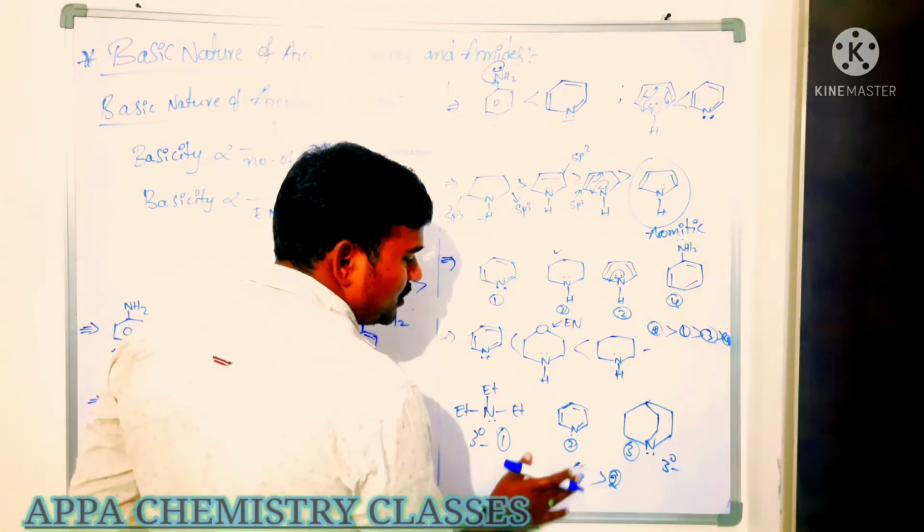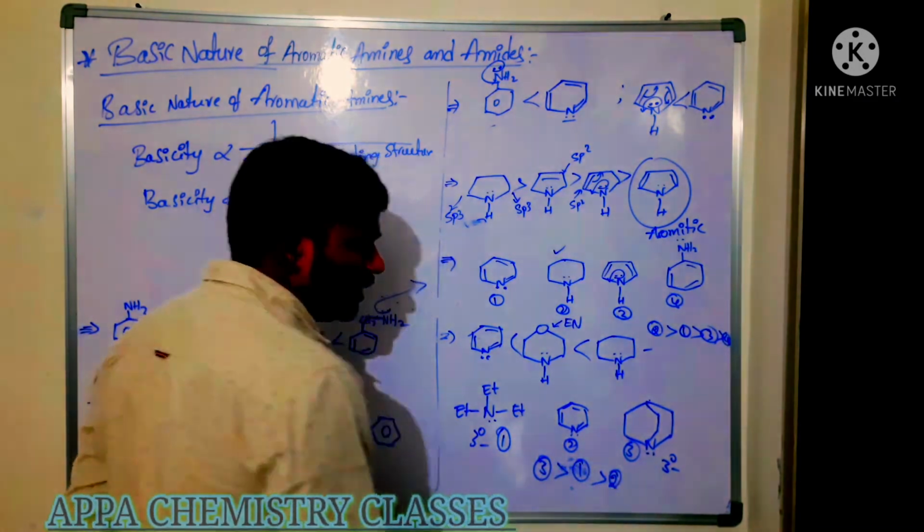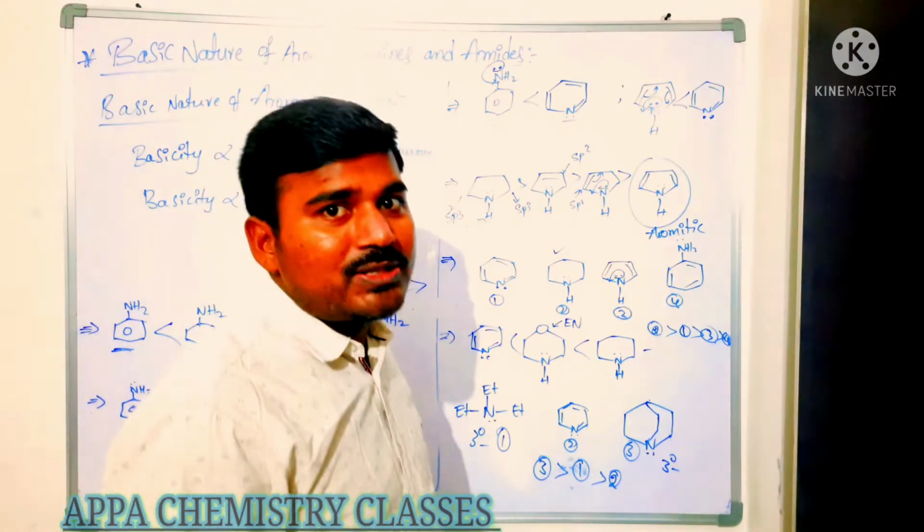That is, first one is what? Here 3 is what? More basic. After that, 1. After that, least one is 2. We'll see some more examples.